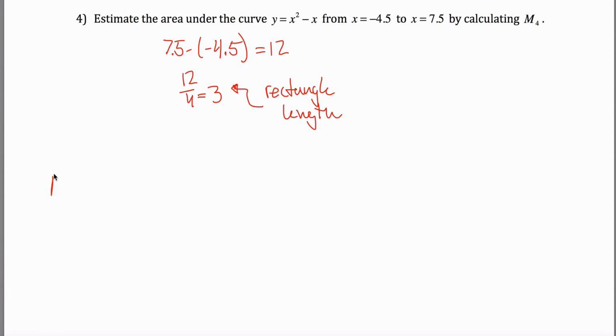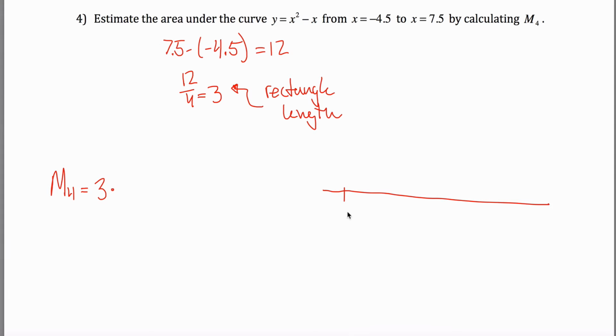So M4 is equal to a sum of 4 things. Each of these rectangles has a length of 3. So 3 times something plus 3, well, maybe I won't write it all out. But how do I figure out that something right there? I think it might help to have a number line.